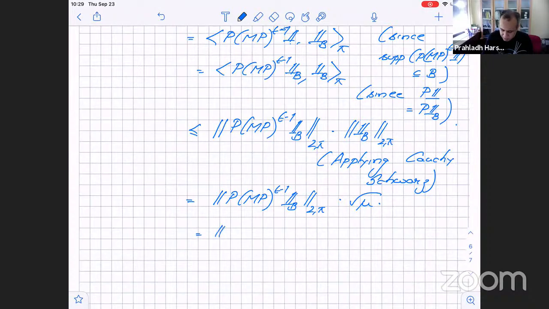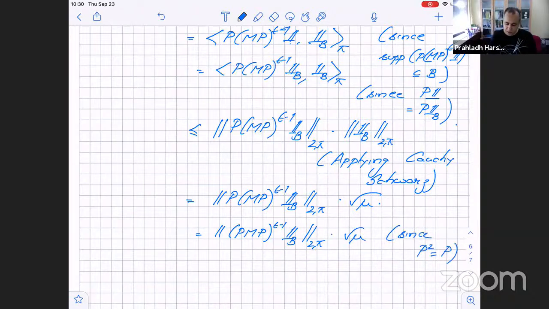This PMP, this is nice. I'm going to write this as (PMP)^(T-1) 1_B, 2π times square root μ. This is just because P squared is P.